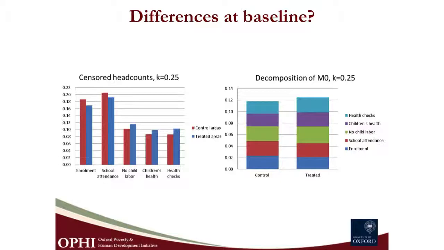Those are the contributions: the censored head counts and the contributions by absolute contribution. So it's not in percentage, because you see that there is a difference in the height, but the absolute contributions of each indicator show no significant differences.